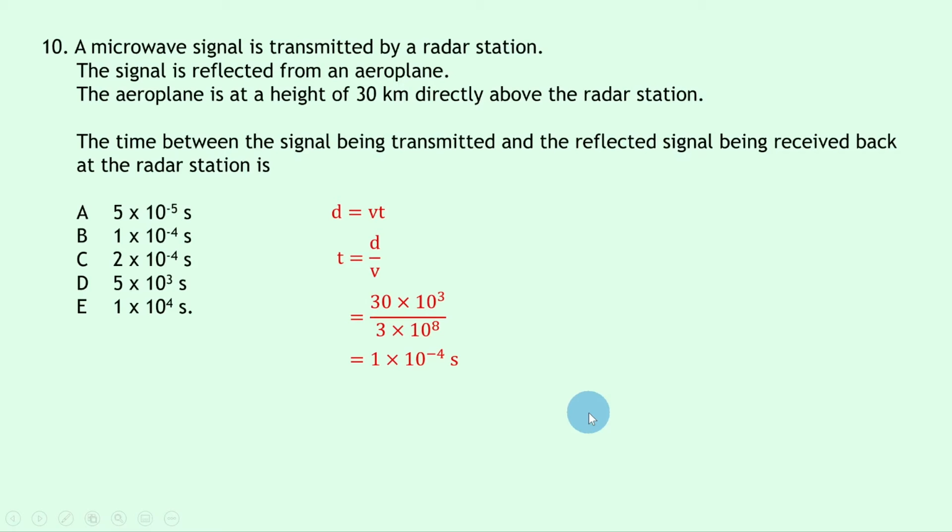However, we're not finished yet because notice in the question how it's talking about the signal being transmitted and reflected. So we want the overall time for the signal to be transmitted to the aeroplane and then reflected back from the aeroplane to the station. So that's going to be this time multiplied by 2. So we multiply it by 2 since the signal is being reflected. So this gives an answer of 2 times 10 to the minus 4 seconds, which gives us an answer of C.